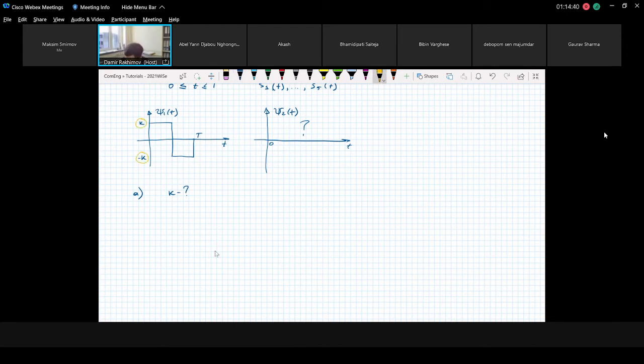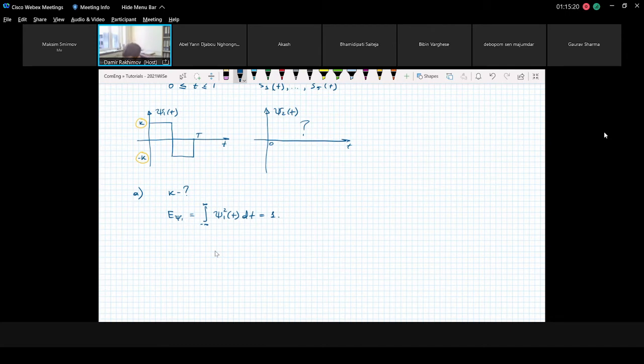Again, we use the property of basis functions that they're orthonormal, that they have unit energy. The integral from minus infinity to infinity of any basis function squared over time must be equal to 1. We know how this basis function looks, so let's write its energy and try to find the corresponding scalar k.